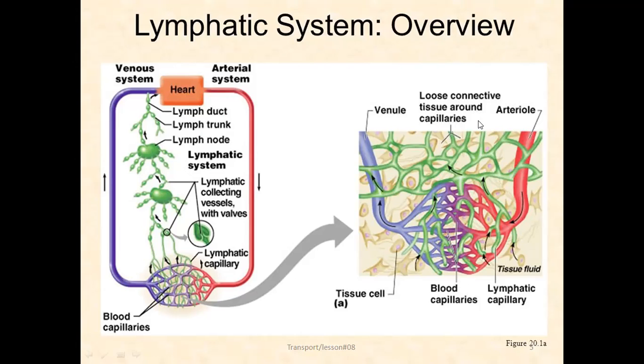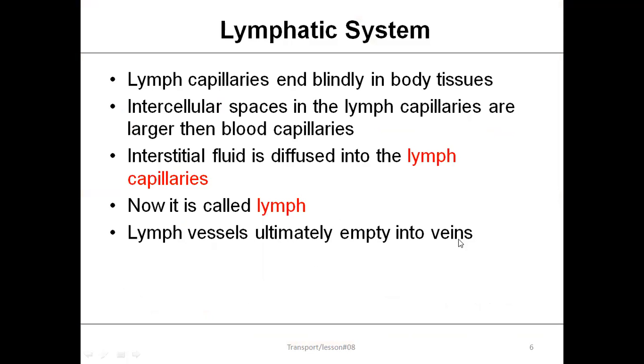It has a loose connective tissue. It forms a loose connective tissue around the capillaries, and it has loosely arranged cells. So the basal protein in the lymphatic system, it is less, it is weaker than the cellular organization of the capillaries. So materials can move into the lymph capillaries easily as compared to the blood capillaries.